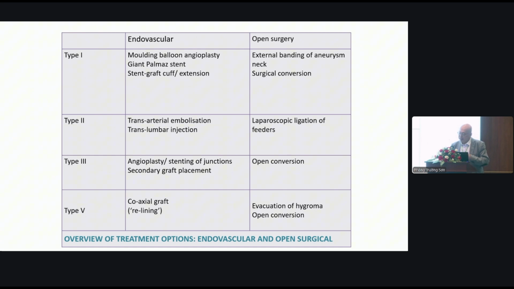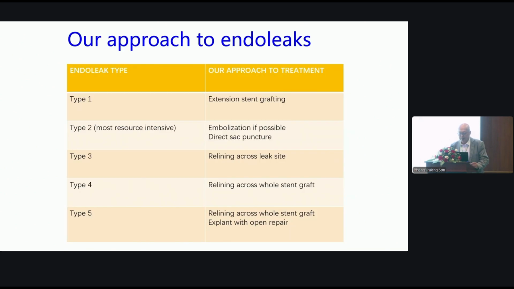Open surgery-wise, also, you should be well familiarized as surgeons. If you have a type 1, some of us will choose to externally band the aneurysm sac or convert it. For type 2, we have been known to do laparoscopic ligation of the vessels, and then clearly 3 and 4, sometimes an open conversion. But right now, I think in the age of endovascular approach to it, if you can solve the problem without conversion, then this is the approach we use.